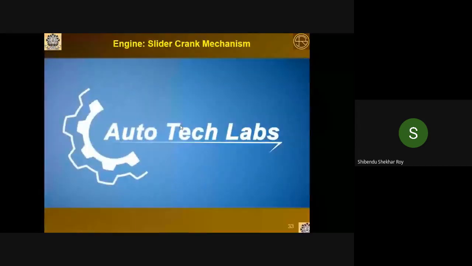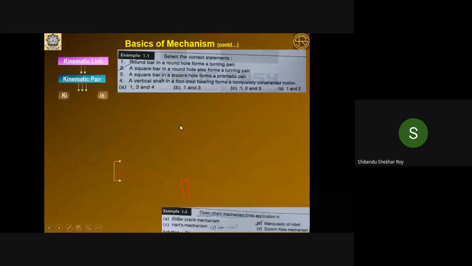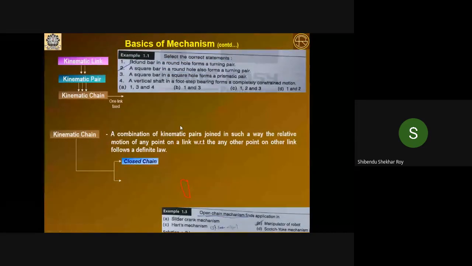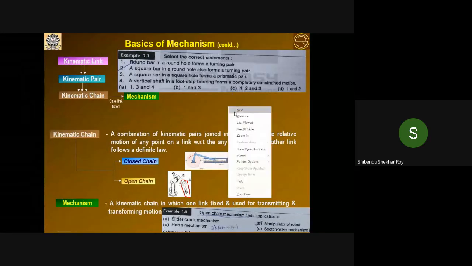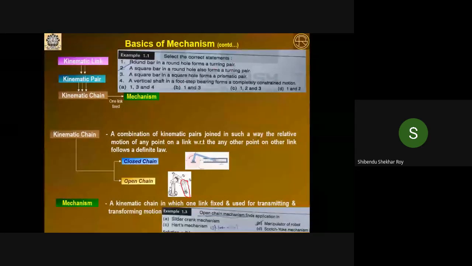Now the question I would like to mention here: we like to restrict ourselves to the mechanics of closed kinematic chains, and in that particular kinematic chain, if one link is fixed, then it is called a mechanism. Now which particular statement is correct? This is one GATE question. Select the correct statement.